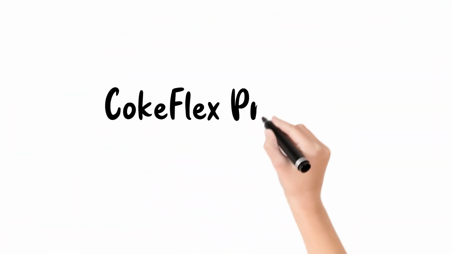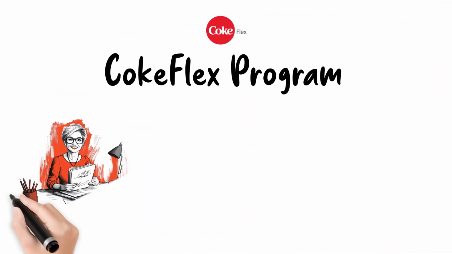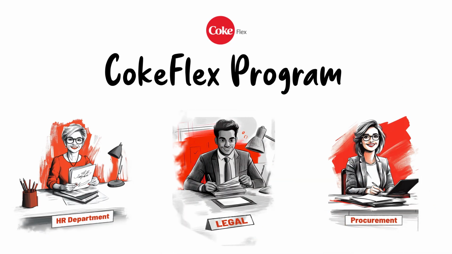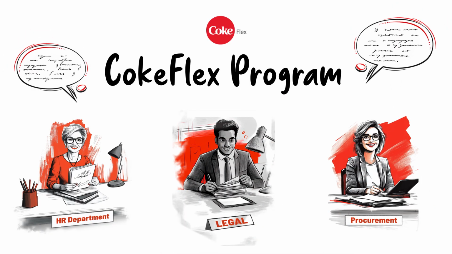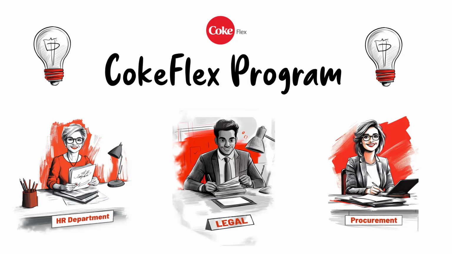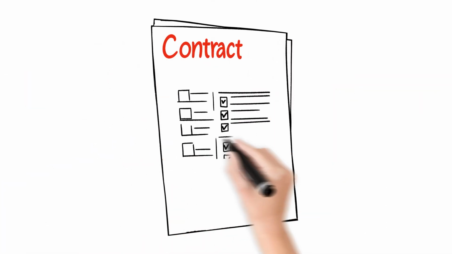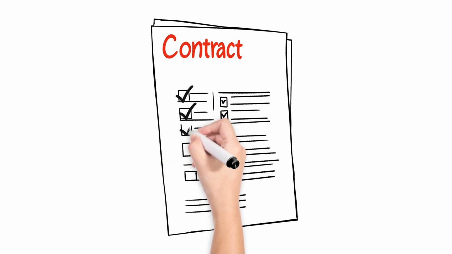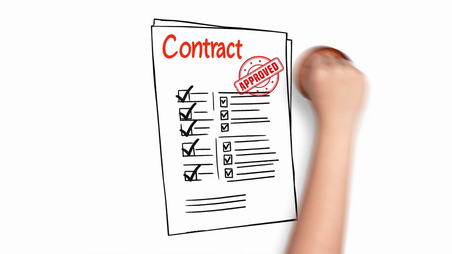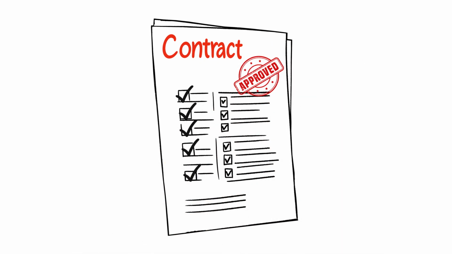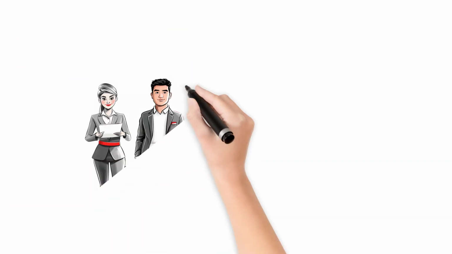The CokeFlex program, with alignment from HR, legal, and procurement, have processes and service companies ready to assess the situation and prescribe the necessary contracting steps. The results will provide you the most efficient options to meet the legal and company requirements. Before we describe the process steps, let's pause to review some terminology.